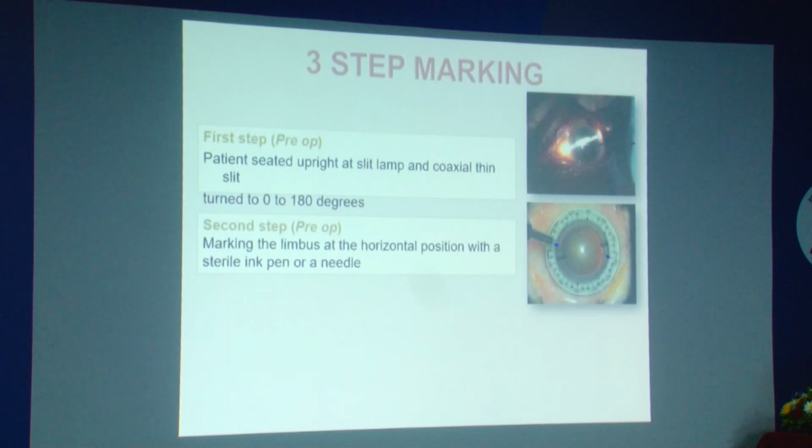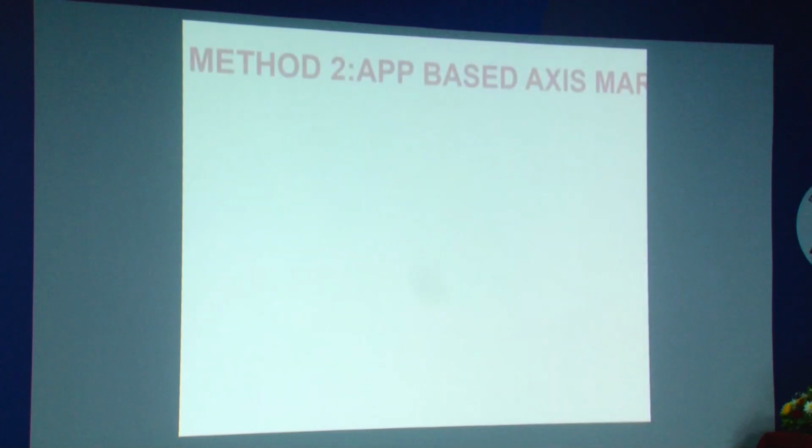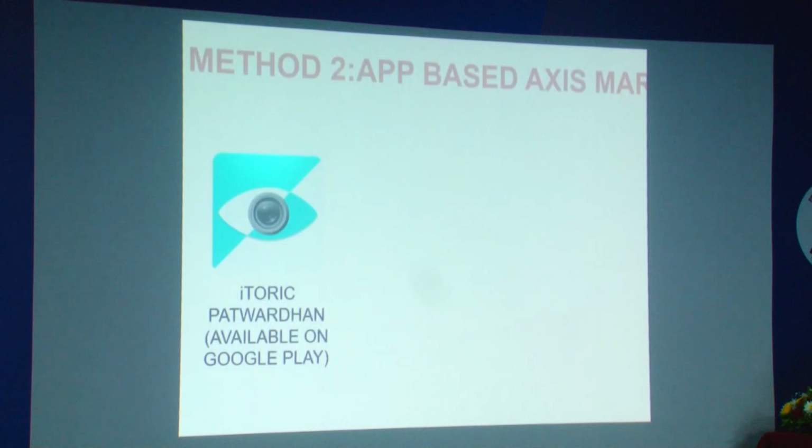It's important to mention here that all markings, whether it is pre-op or intra-op, should be done with a very, very fine and a sharp tip pen, because if there's a smudge, there can be a difference of almost 4 to 5 degrees in the alignment of the lens. The third marking is obviously on the OT table, that is the final lens position marking. Since everyone has been using smartphones, we can also have various smartphone apps which are available today for getting the 0-180.